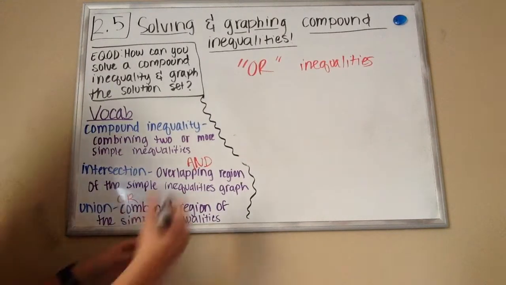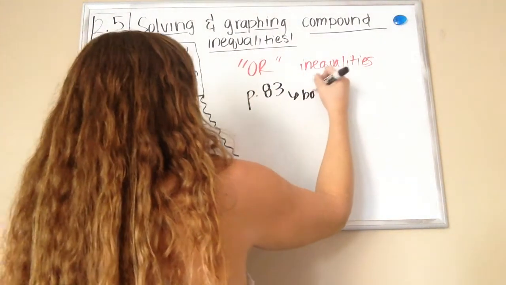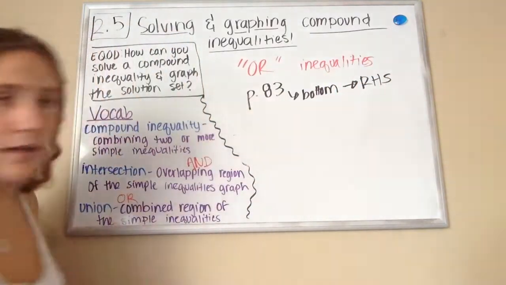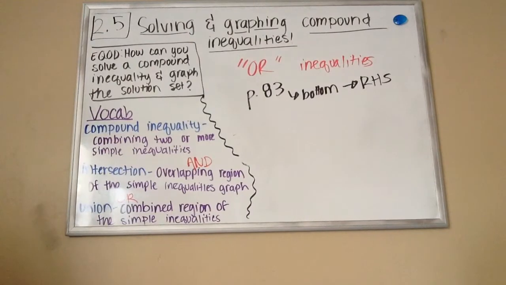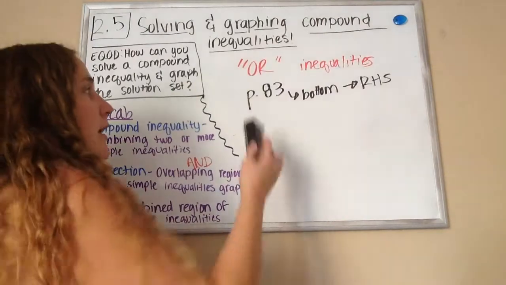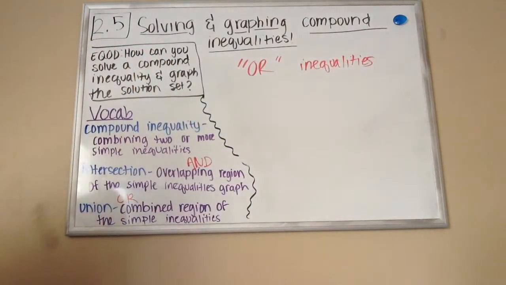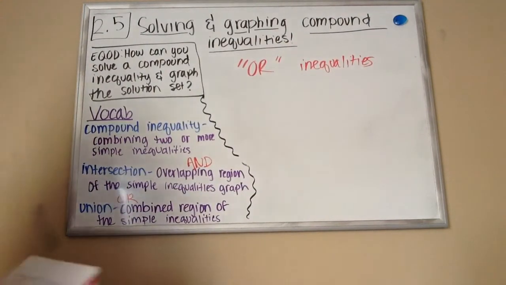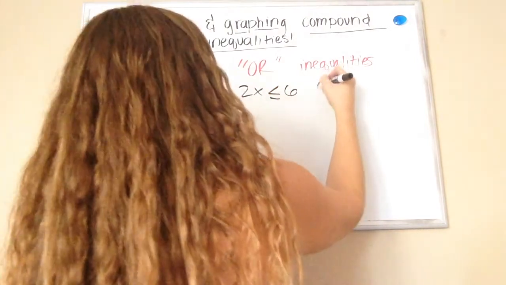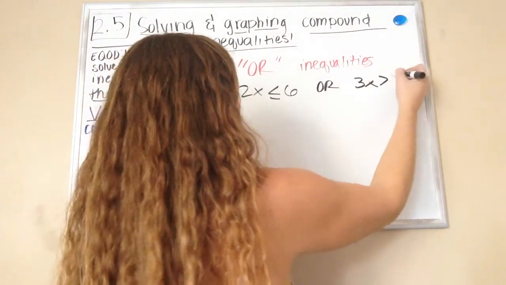So if you guys could please cut out the chart on page 83 on the bottom of the page, and you're going to put it on the right hand side underneath the or inequalities. When you're done with that, you can go ahead and come on back and we'll start our first example. The first example we are going to do is 2x is less than or equal to 6, or 3x is greater than 12.